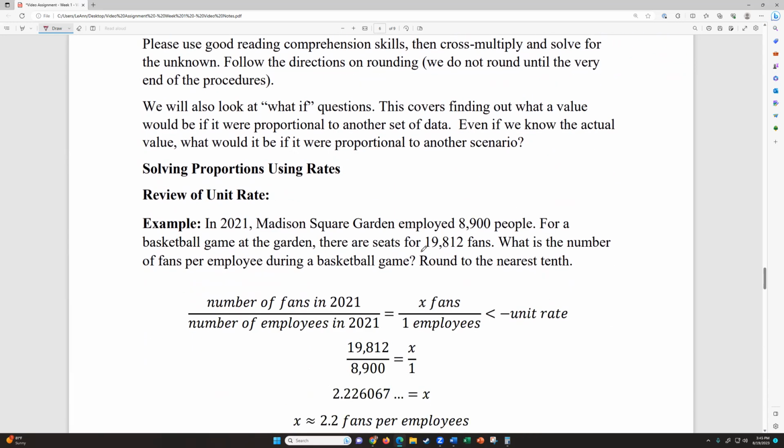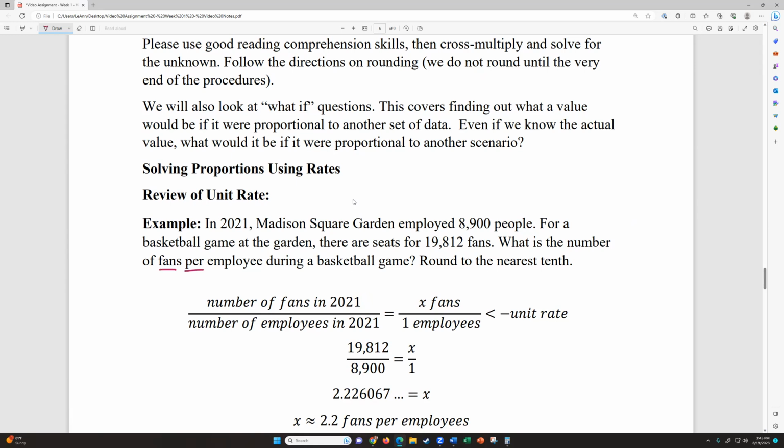All right, so we're going to review unit rates again. This was something that's covered in our day one material, just to help us kind of get our head wrapped around these proportion problems. So here's an example I've already got worked out that we're going to read through. In 2021, Madison Square Garden employed 8,900 people. For a basketball game at the Garden, there are seats for 19,812 fans. What is the number of fans per employees during a basketball game? Round to the nearest tenth.